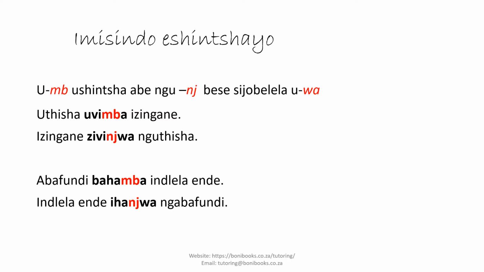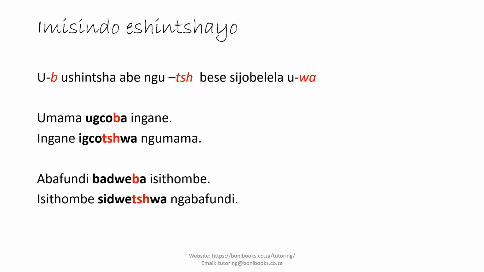Okay, let's get another sound now. Which other sound do we have here? It's the sound bo, ushintsha abe ch, bese sijobelela uwa. Bo changes into ch, and then we suffix or we add wa. Umama ugcoba ingane, and then bese sithi ingane igcotshwa ngumama. So notice the bo changes into ch, and then we add wa, igcotshwa ngumama.